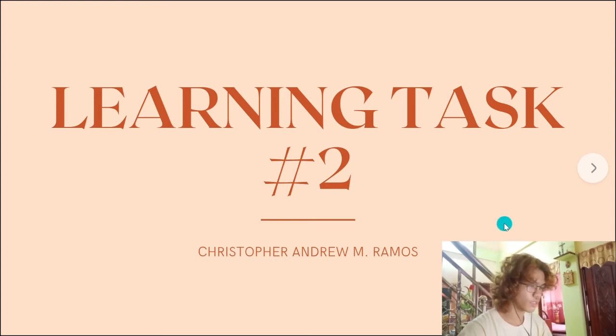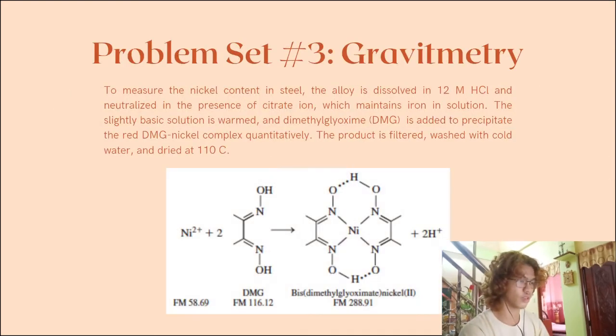For the learning task number 2, I am going to solve an item from problem set number 3, which states that to measure the nickel content in steel, the alloy is dissolved in 12 molar hydrochloric acid and neutralized in the presence of citrate ion, which maintains iron in solution.